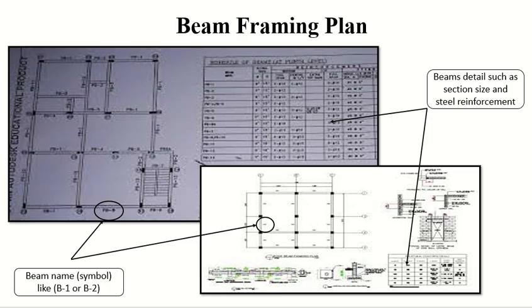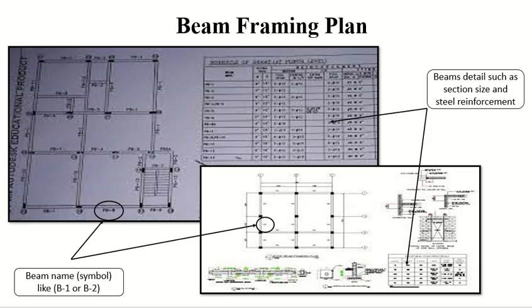Normally we assign codes to all the beams. If they are similar, they can have the same code. You see these small dots here, they are basically codes: B1, B2, B3, B4, something like this. Why do we have these codes? So that we can make a table to show the details of the beams.